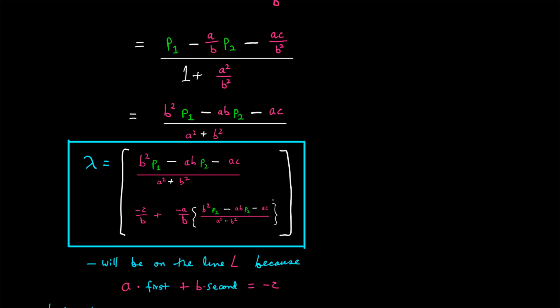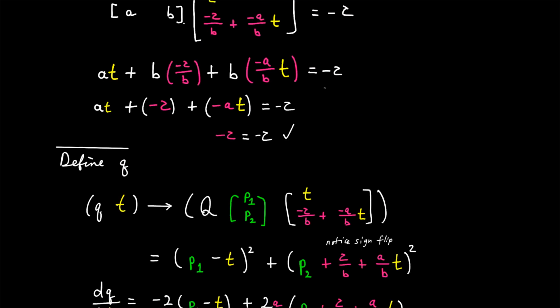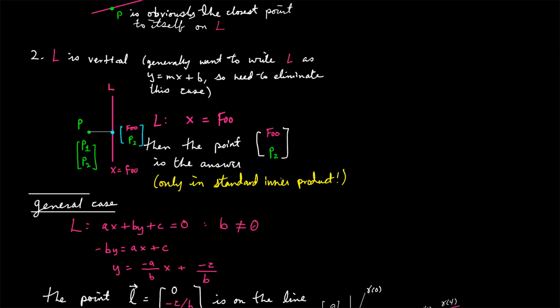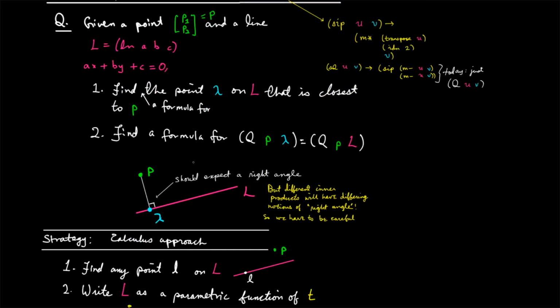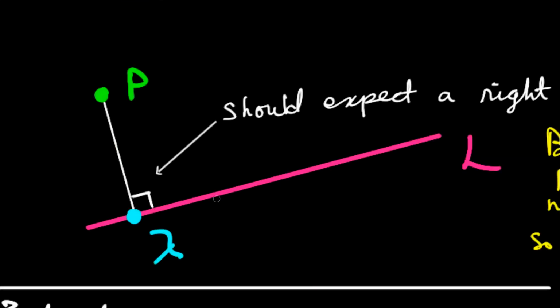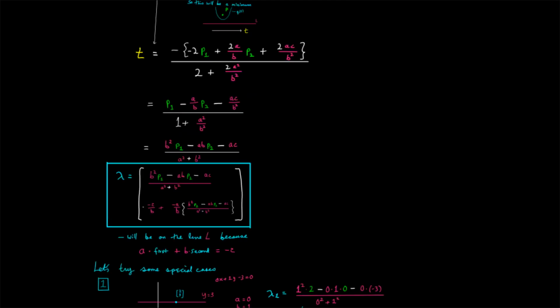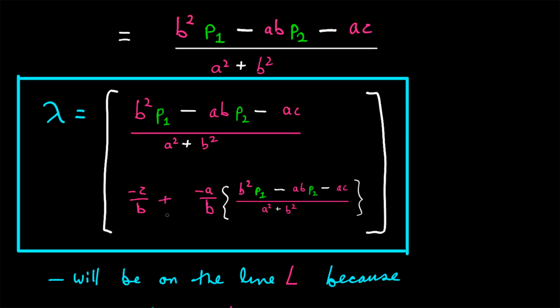Let me scroll back up to the original graph. Right. So I solved for this function. We parameterized this line L by gamma of t, and then I solved for the t value that corresponds to this point lambda. And all I'm doing down here is writing down the formula for lambda, which is our first problem.